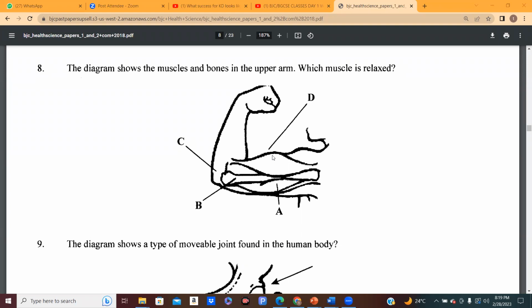No, D is not relaxed. D is contracted. Jennifer, D, no, that's not correct. We say relaxed, not contracted. Karen? Yes, sir. Which muscle is relaxed? A, B, C, or D?